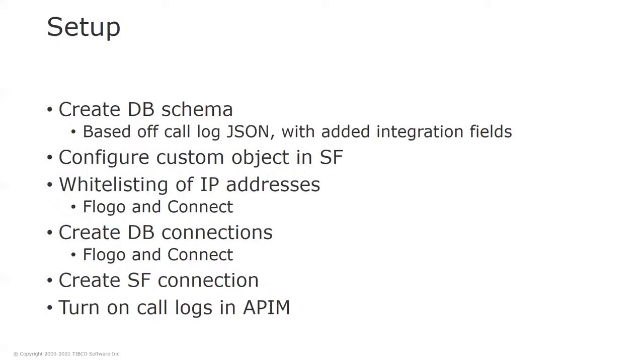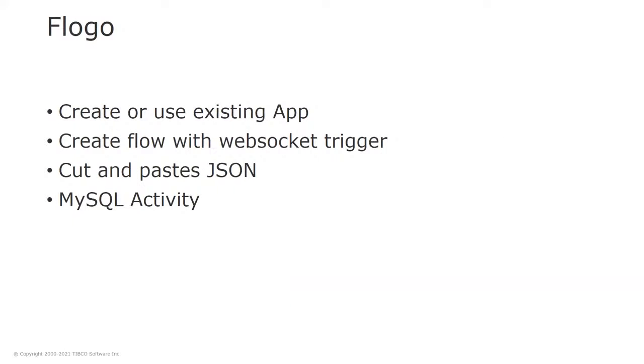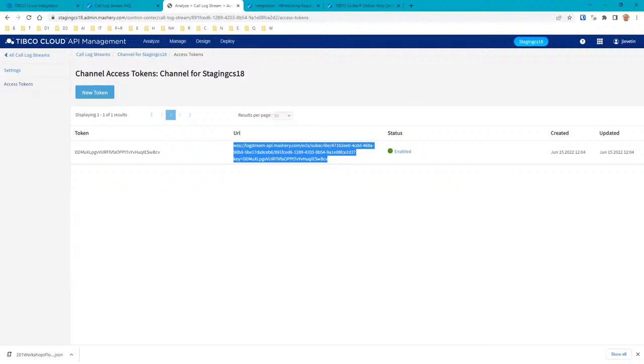All right. Okay, pretty straightforward. So now within Flogo, we're going to create or use an existing app. Then we're going to create a flow with a WebSocket trigger. We're going to cut and paste that JSON to create it, and then we're going to use a MySQL activity in order to be able to write it out to that database. All right. Let's head over to Flogo and see what that looks like.